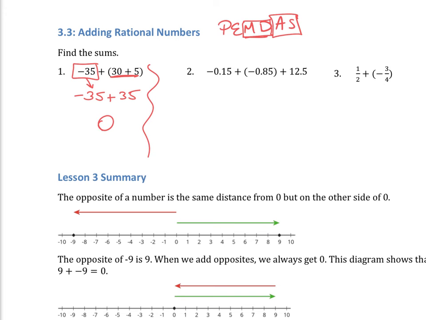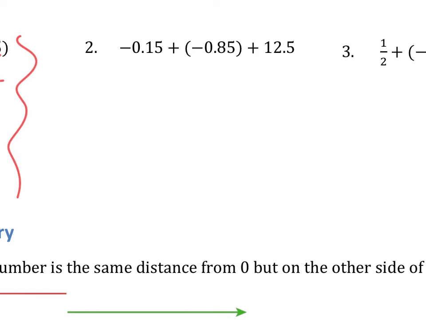Let's take a look at number 2. Now, number 2 is an entire addition problem. There is parentheses, but there's no calculation in the parentheses, right? It's just a single number with a negative sign. I don't do parentheses first. So instead, because it's all addition, I look to add whichever numbers will make my calculation easier. And in this case, it makes sense to add negative 0.15 plus negative 0.85 first.